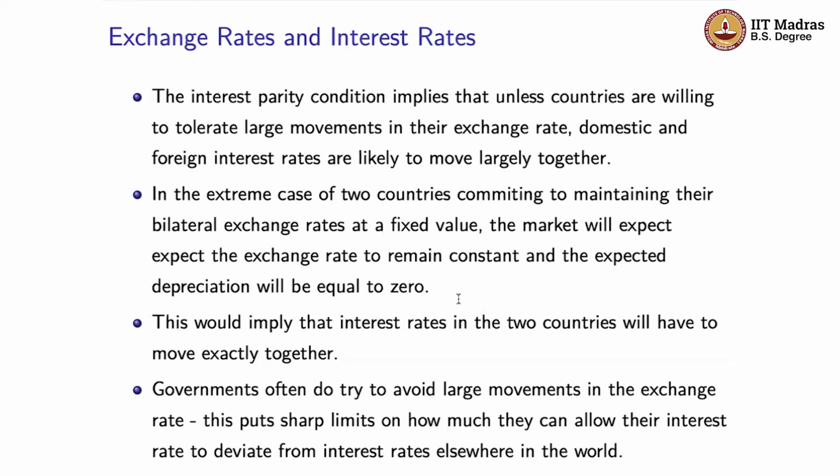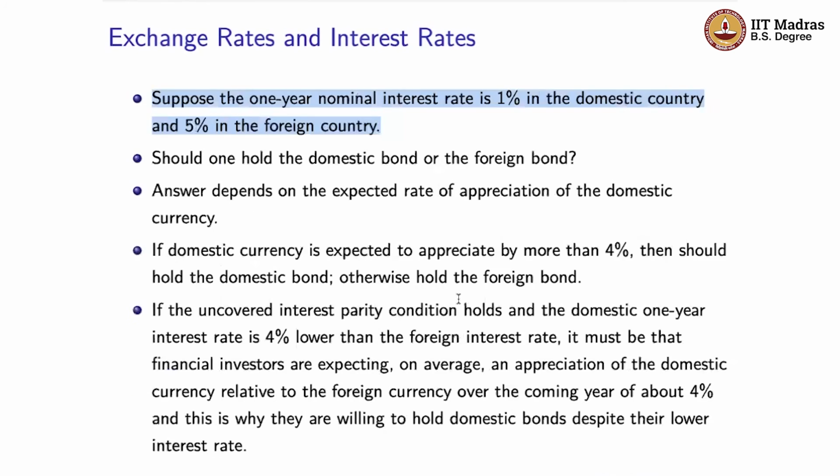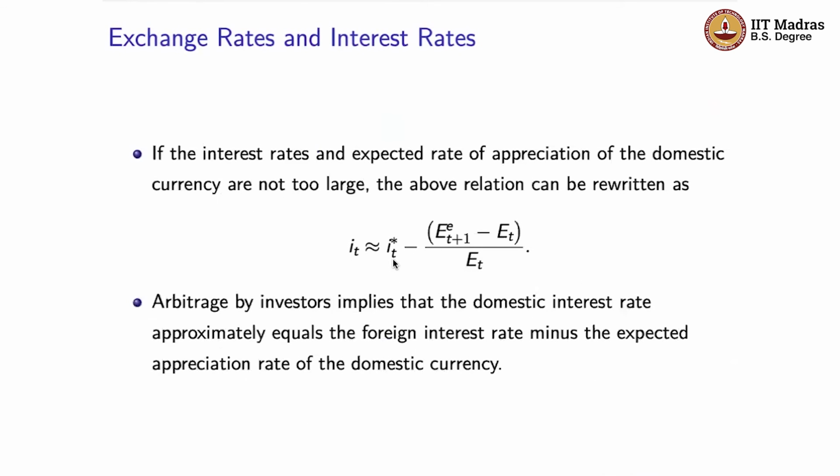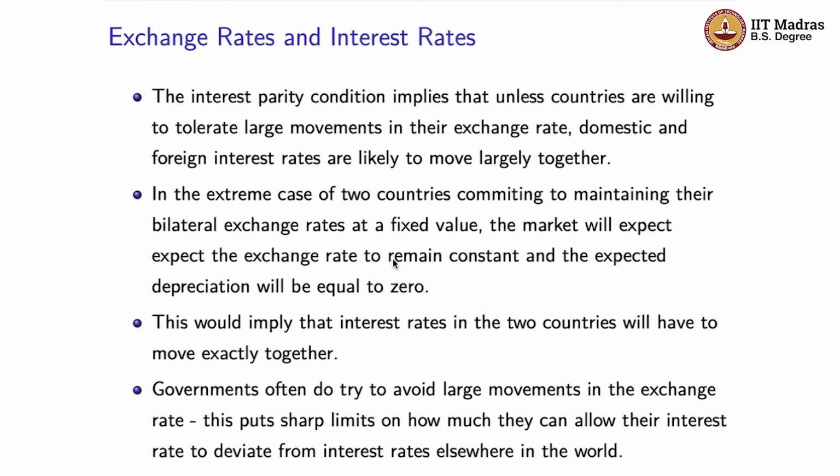And in the extreme case where you have got that countries have committed to maintaining the bilateral exchange rate at a fixed value, then in that case, the market will want the exchange rates to remain constant and the expected depreciation rate is going to be equal to zero. If that is the case, from here you get that the two interest rates in the two countries must also be exactly moving together, right?